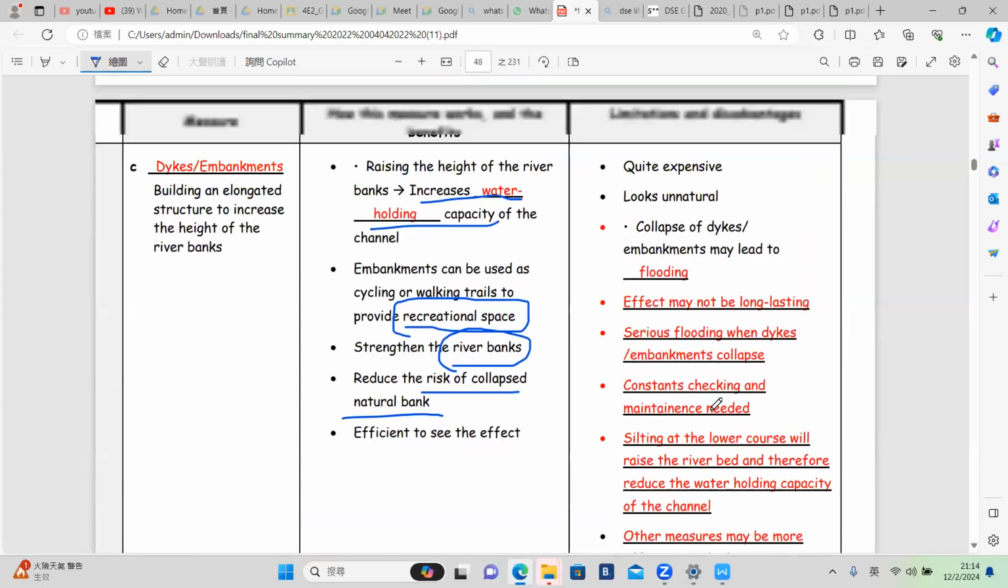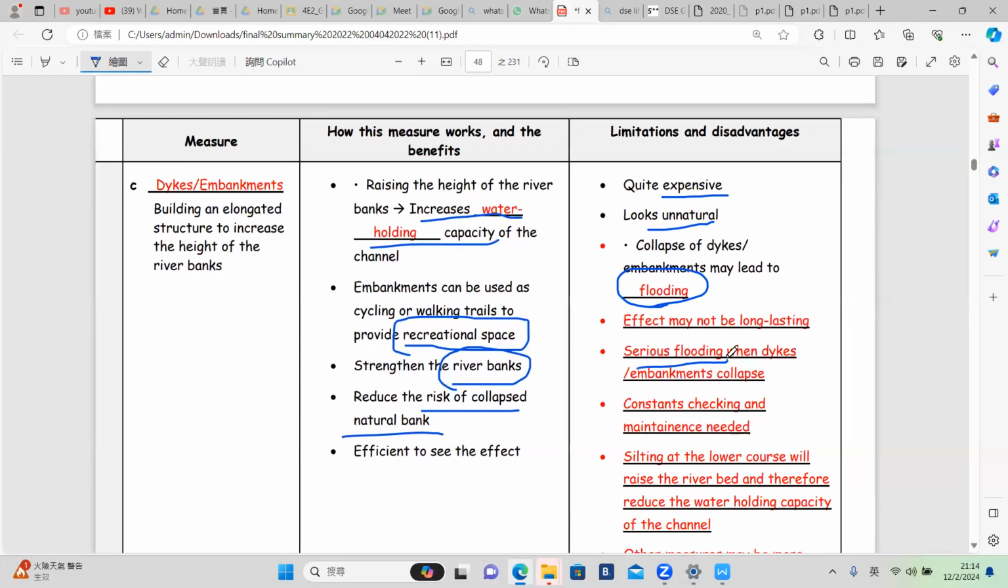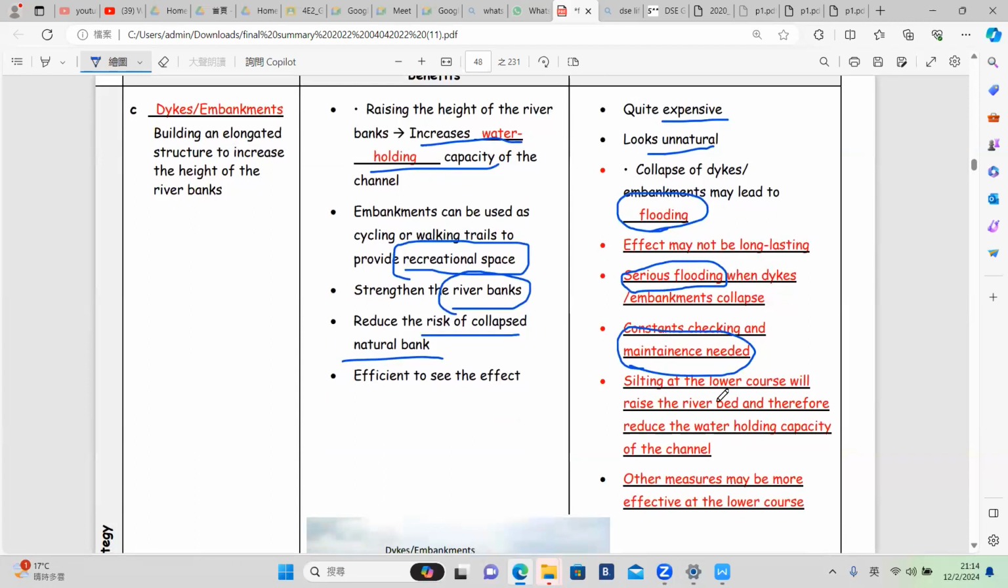to see the impact. But again it's costly, unnatural. It cannot hold up against very big flooding. Serious flooding is just like an earthquake that is too strong, so the measure cannot stand it. You can keep saying this, and also the maintenance issue. The silting of the lower course will also raise the seabed.